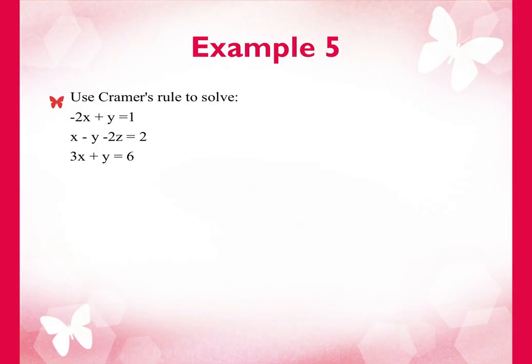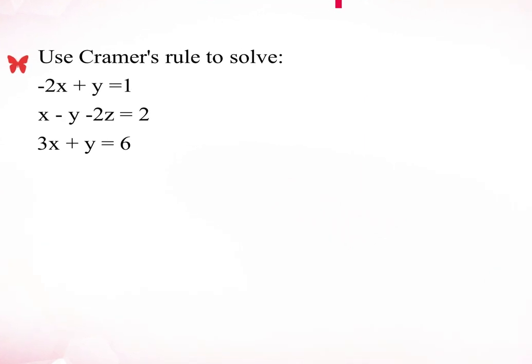All right, example 5. First thing we're going to do is set up our matrix. So negative 2, 1, there's no z this time, so 0. Make sure you put that in there to hold a place. 1. 1, negative 1, negative 2, 2. 3, 1, no z again, so 0, 6.